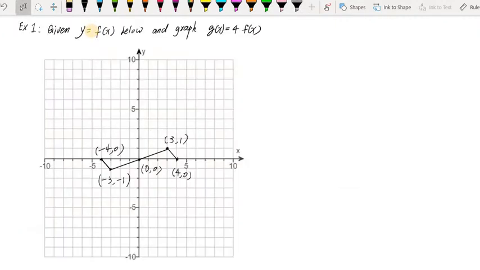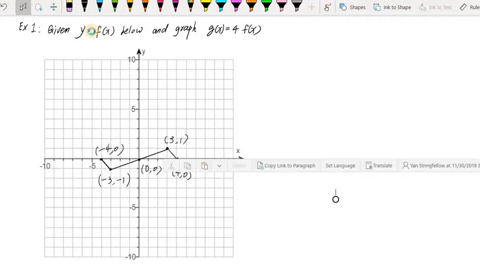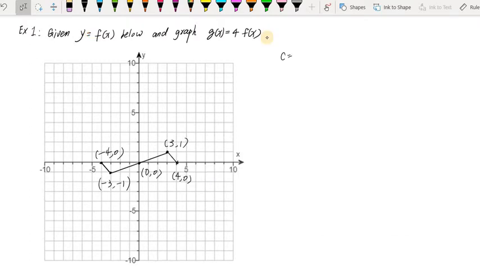Example 1, given y equals f of x below, graph g of x equals 4 times f of x. What's our c? c is equal to 4, right? Because that is my constant. Then I realize this is going to be greater than 1. When c is greater than 1, in the end our graph should be taller, right?